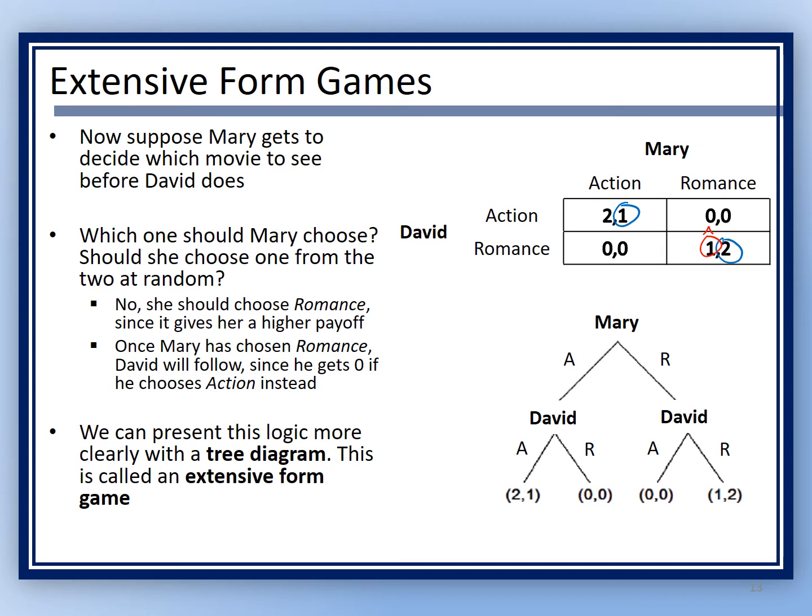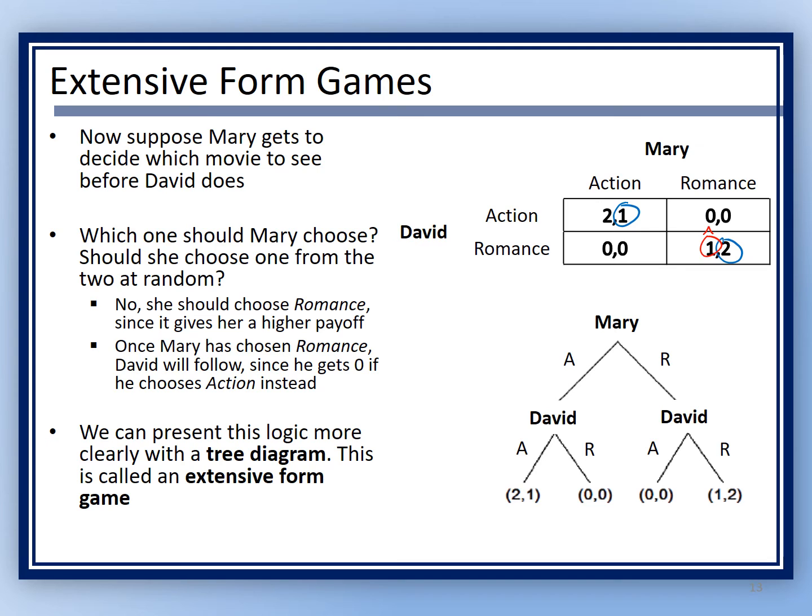This logic is more clear if I present it in a tree diagram. So I've copied the payoff from above. In this tree diagram, you can see that if Mary moved first, she's on the top. So the player who's moving first is on the top, followed by David. Notice there are two Davids here.